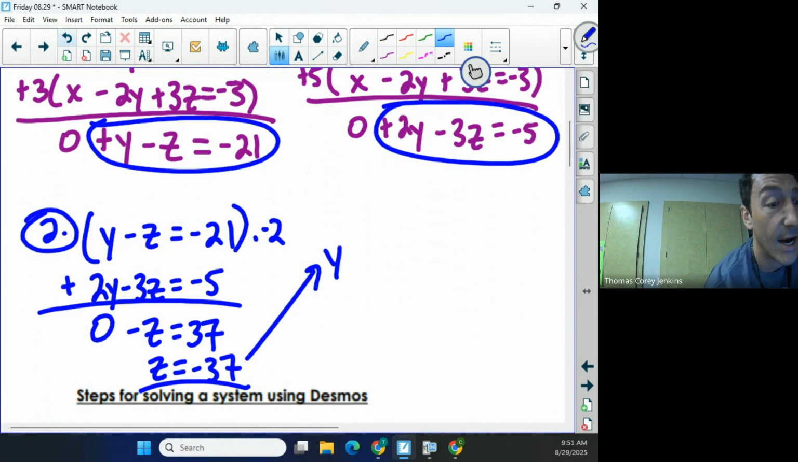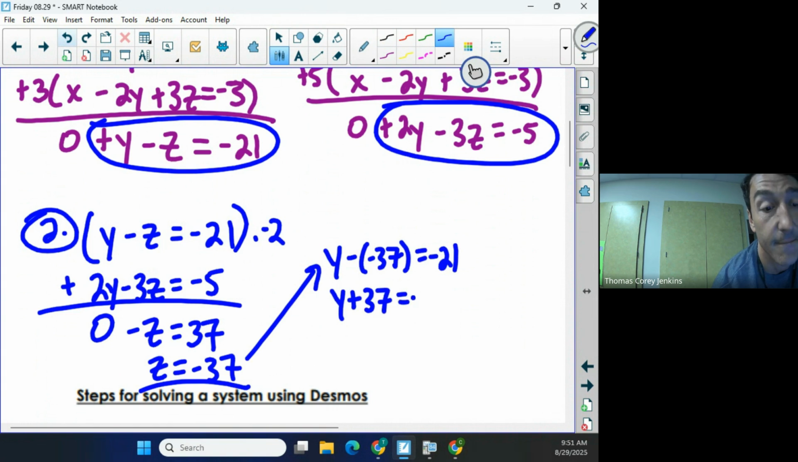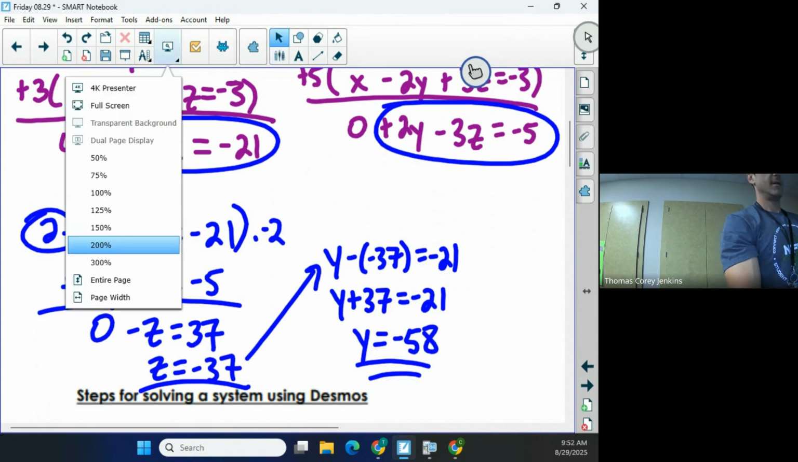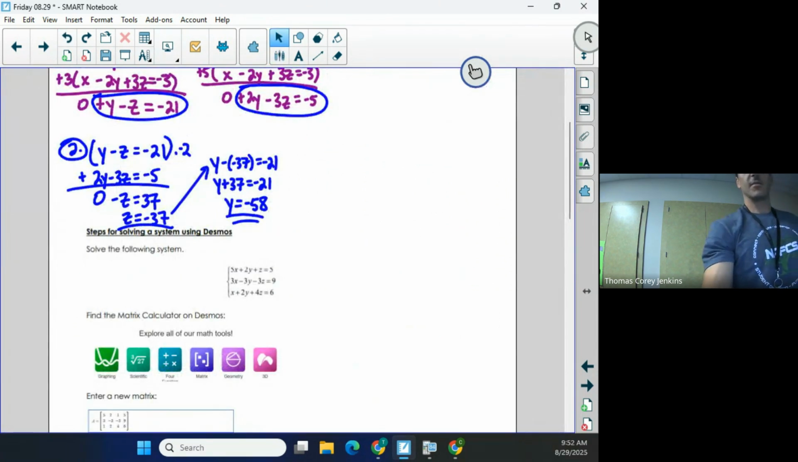So we could go y minus negative 37 equals negative 21. Probably easier to think of that as y plus 37. So y is going to equal whatever negative 21 minus 37 is. So that'd be negative 58. So we have z, we have y. Step 3, we use those two variables to find the third.